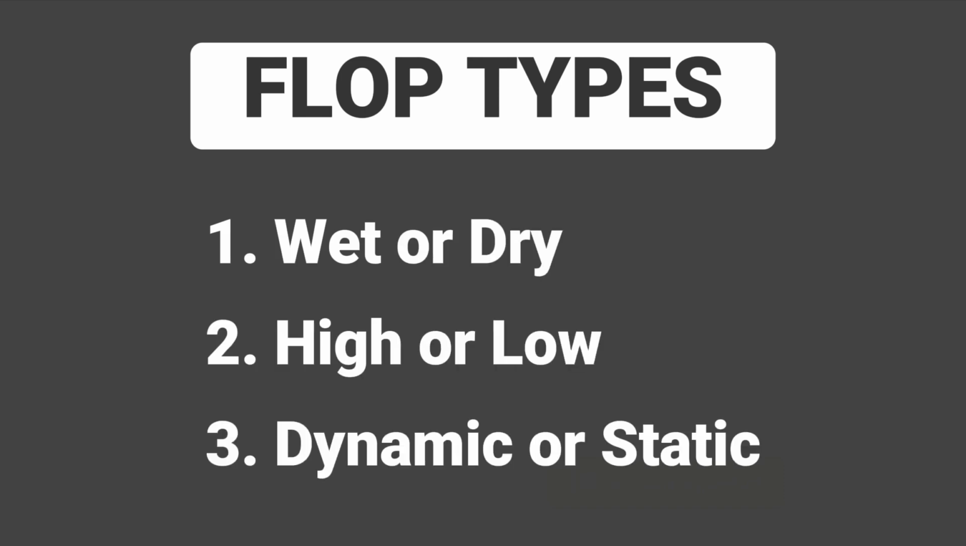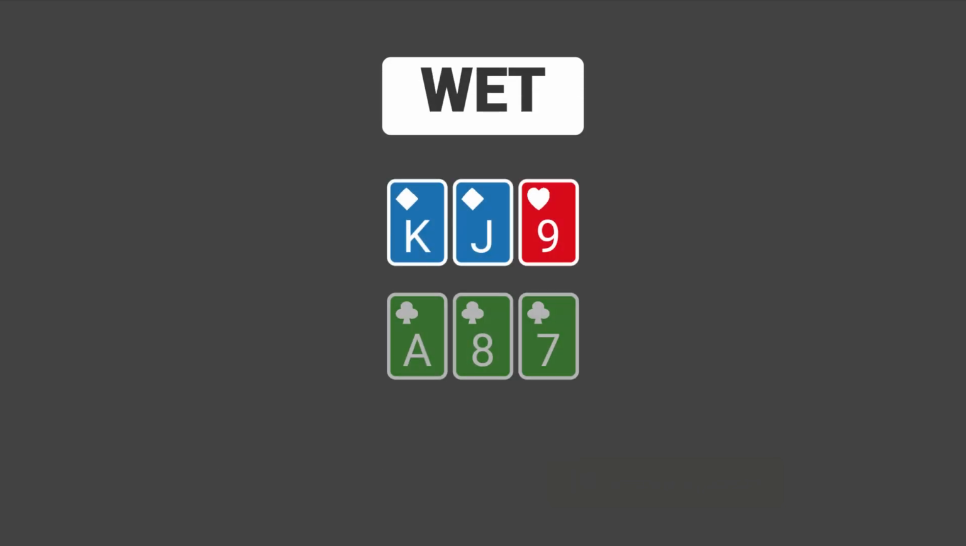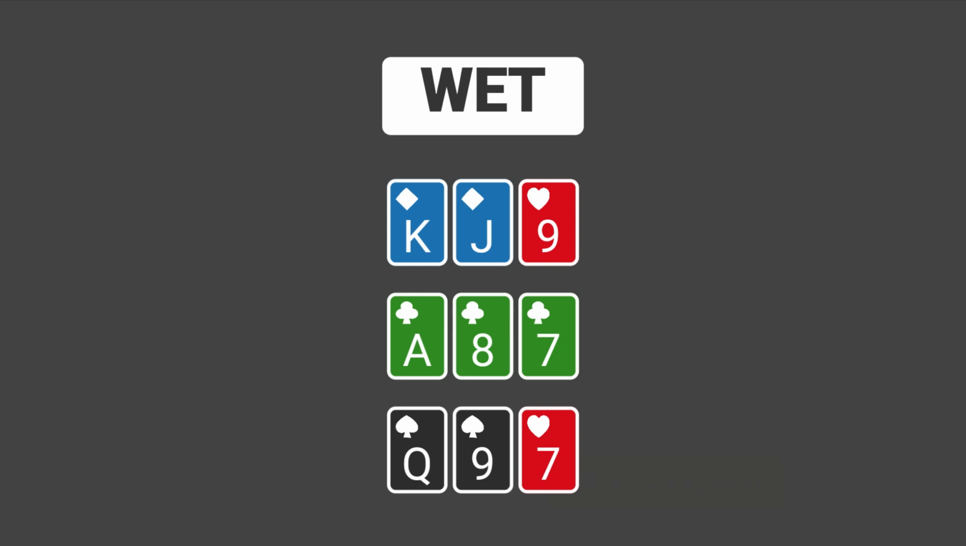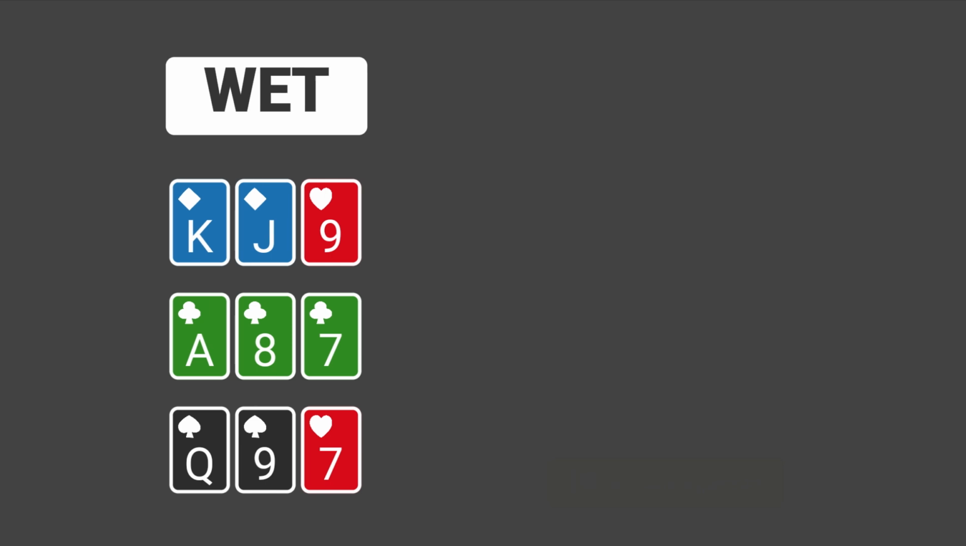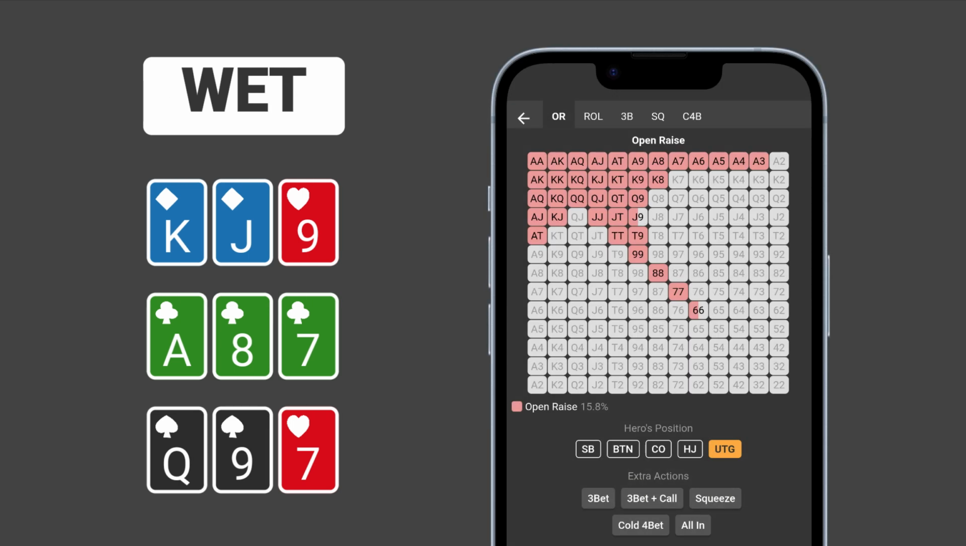and dynamic or static. A wet flop offers many different ways to connect with both made hands and draws. These flops hit many different hand ranges and make post-flop strategy more interesting and difficult. On these examples, there is a high possibility that one or more players have a strong made hand or at least some draws. This is basically because every player's range contains all the high cards.